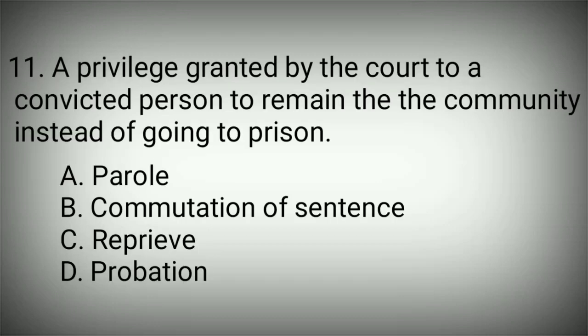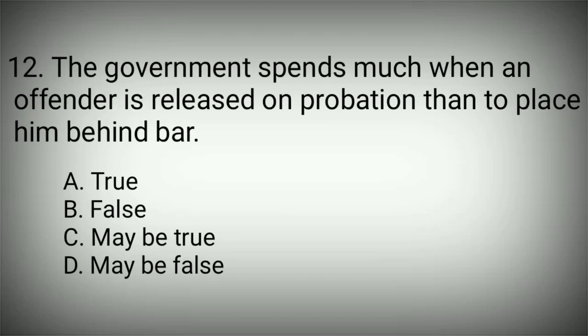Question number 11. A privilege granted by the court to a convicted person to remain in the community instead of going to prison. A. Parole. B. Commutation of sentence. C. Reprieve. Or D. Probation. Number 12. The government spends much when an offender is released on probation than to place him behind bar. A. True. B. False. C. May be true. Or D. May be false.